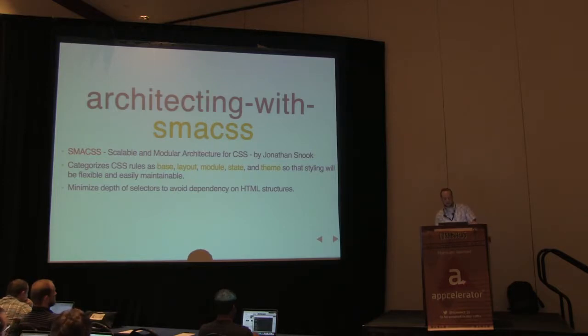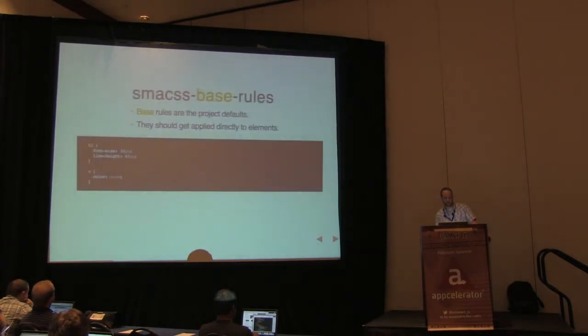So let's look at some of the pieces with SMACSS. First, there are base rules, and these are just going to be your project defaults. These go directly on the elements themselves, so no class names. And it's everything that you want that element to inherit by default. So every H2 in our project, we want to have a font size of 30 and a line height of 45. Every anchor tag, we want to have this beautiful color blue. All right, so that's base rules. Let's look at layout.